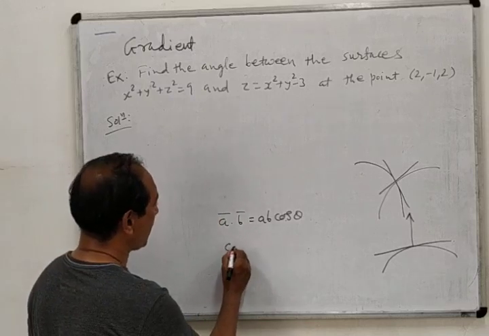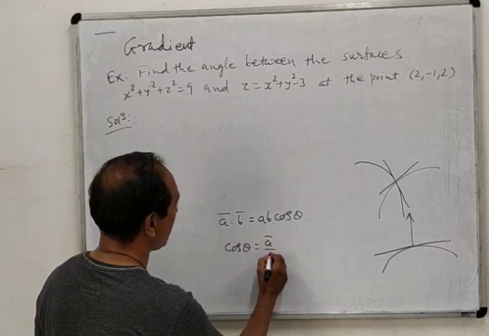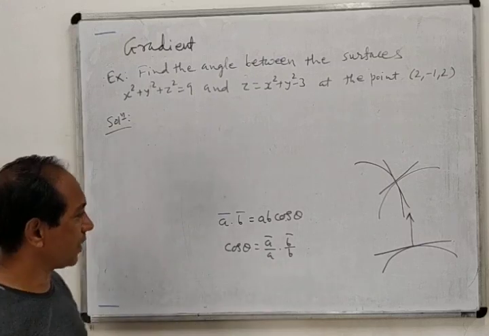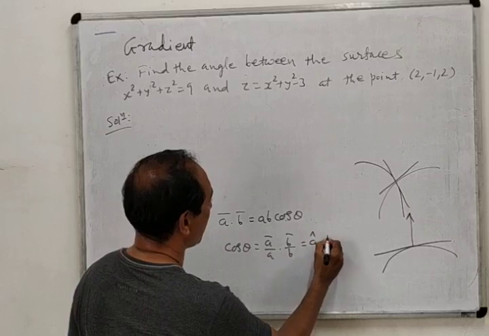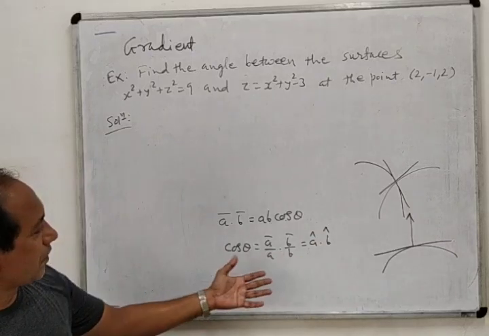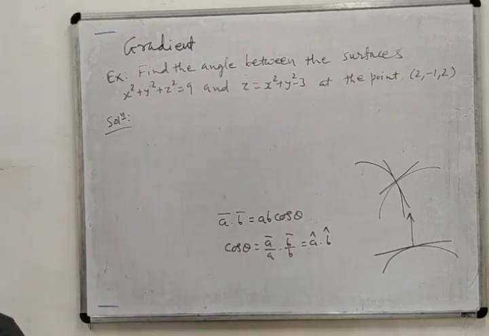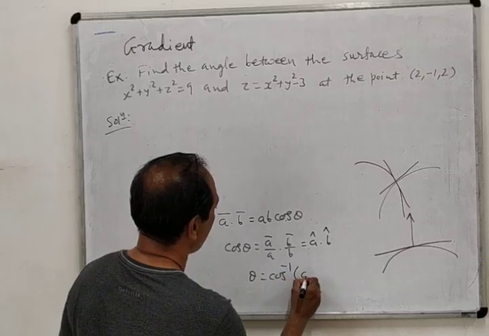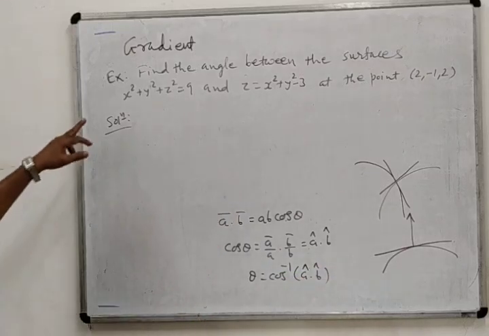So we want to find out actually cos theta. So we divide this by ab. So a bar upon a dot b bar upon b. Okay. A and b we can write anywhere. So a bar upon a is nothing but a cap dot b cap. So if we find out unit vectors, then we can find out cos theta very easily. Then theta we can find out by using cos inverse of a cap dot b cap. Okay. So this concept we want to apply over here.